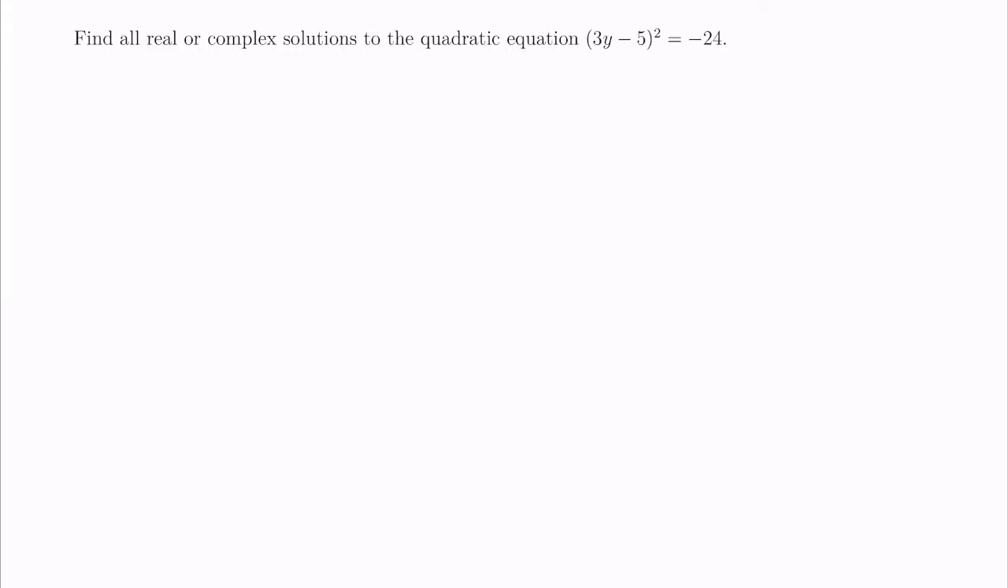In this example, we will find all real or complex solutions to the quadratic equation, the quantity 3y minus 5 squared equals negative 24. The first step in solving this equation is to recognize that there is exactly one variable occurring in the equation, and it is caught up in what is being squared. So when we're working with the equation, quantity 3y minus 5 squared equals negative 24, we can immediately apply the square root property.